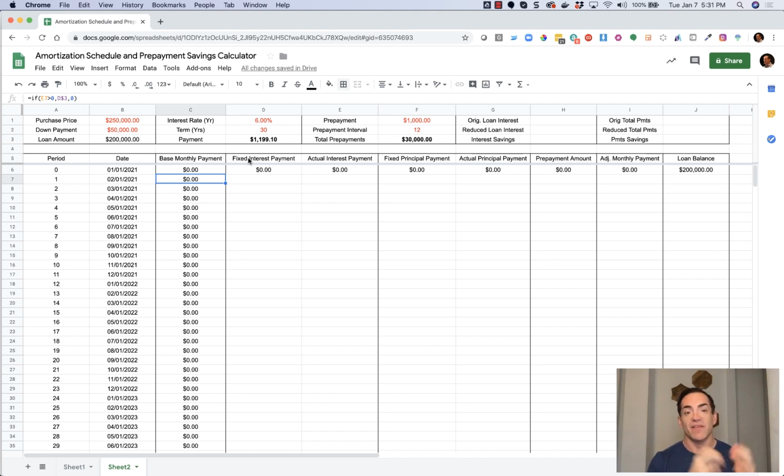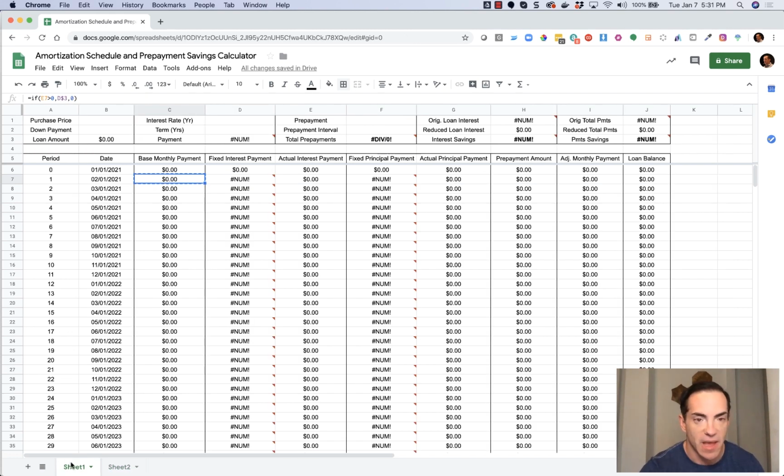What it means is it's a fixed payment. In other words, the original loan, as it was laid out by the bank, was for, in this case, $200,000 at 6% for 30 years with a fixed monthly payment. Based on that fixed monthly payment, in any given period, how much is going to interest? That's what this field is calculating.